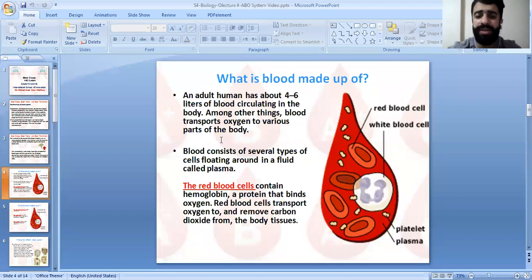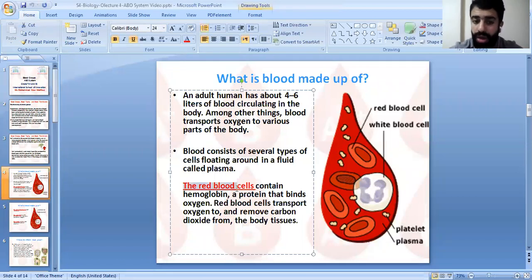First, let's talk about the red blood cells. Red blood cells are called the RBCs. They contain a special protein that binds to oxygen. This protein is called hemoglobin. So hemoglobin is found inside the red blood cells. It has an important role. It binds, it attaches to oxygen.